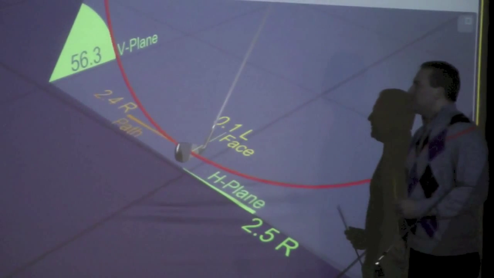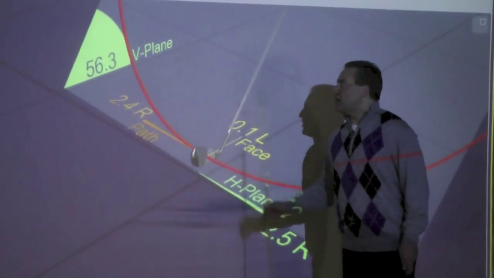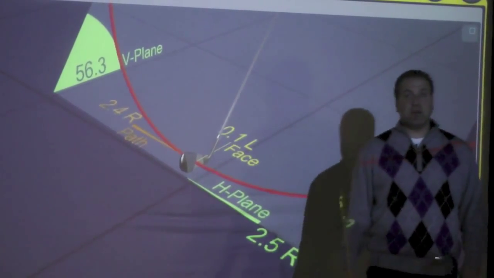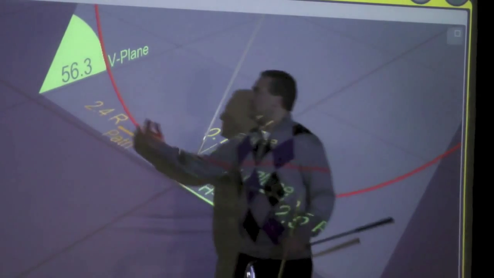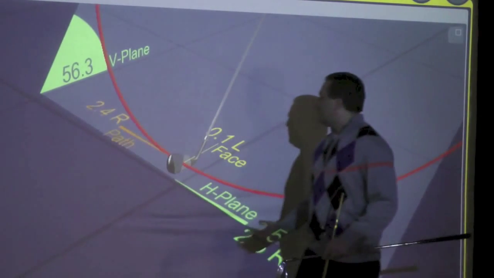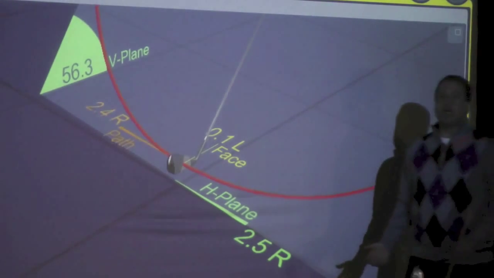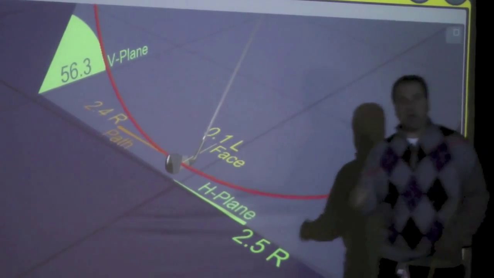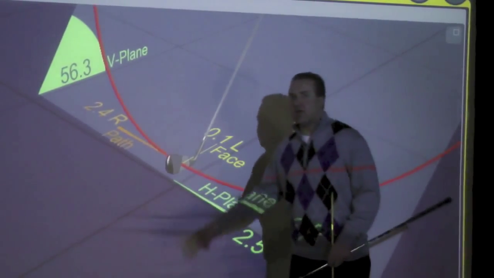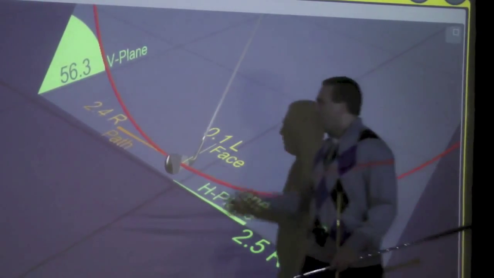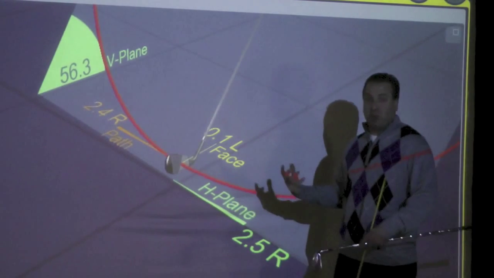Number one is we had a serious reduction in the V-plane. If you remember before, it was a much higher number. And I'm going to suggest to you, as a result of that, we had a major improvement in the club face. I'll get to what I mean by that in just a second. As for the H-plane and the path, you're going to notice here that they're almost the same number. They're within 0.1 of each other.